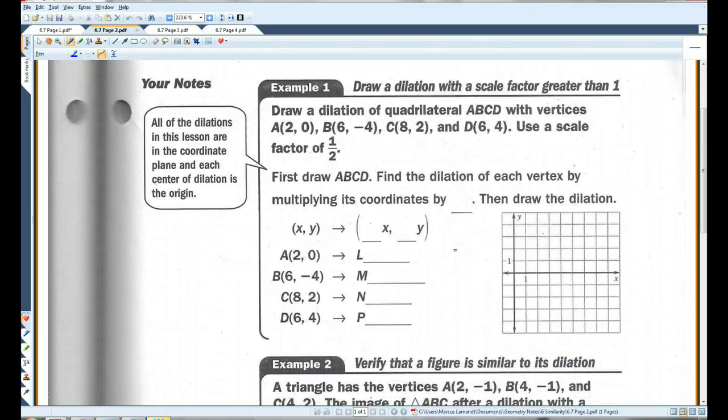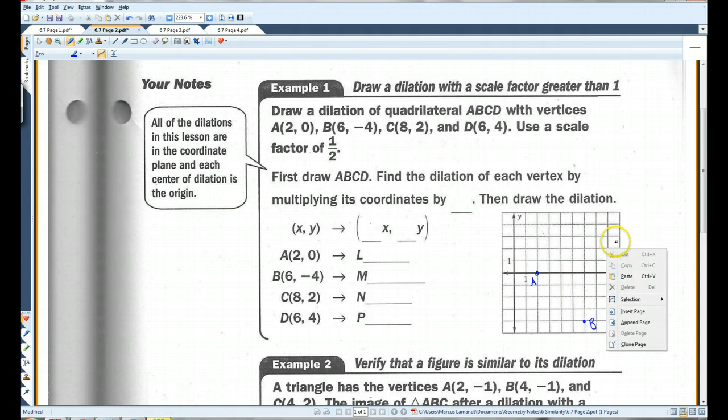Example 1. Draw a dilation of quadrilateral ABCD with these vertices. Let's draw these vertices first. A is (2, 0). There's A. B is (6, -4). C is (8, 2). D is (6, 4). Okay, so here's our quadrilateral.